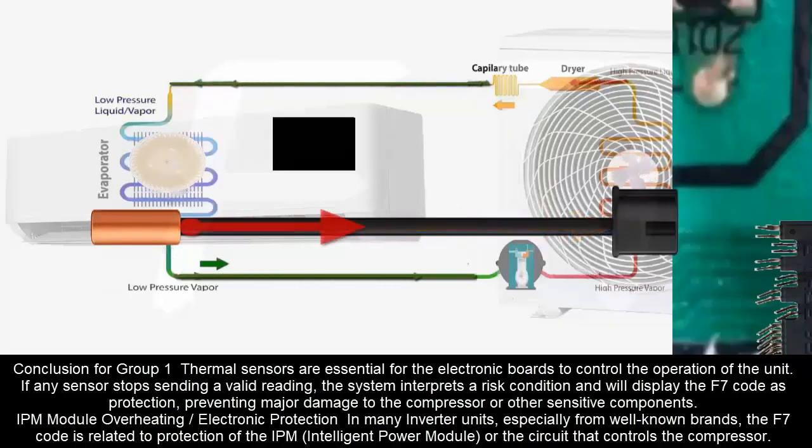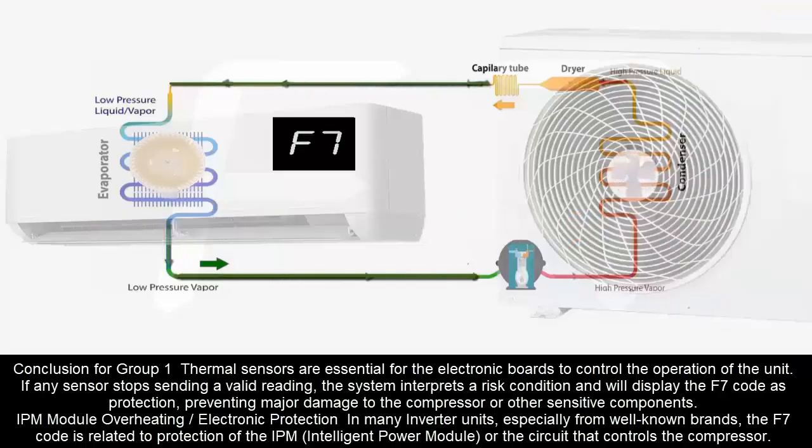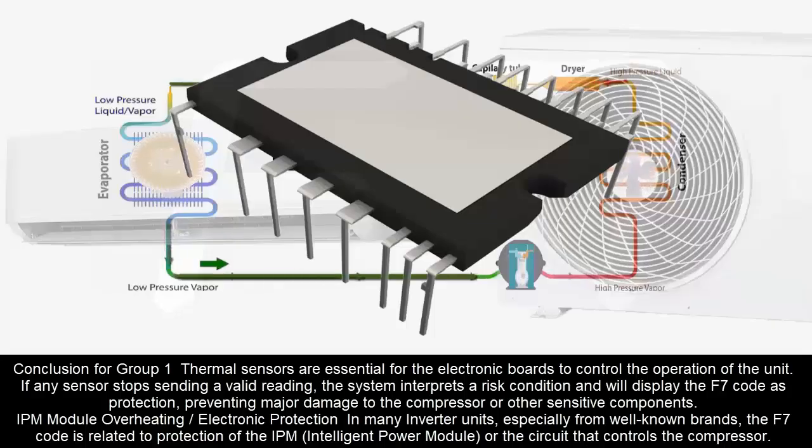Conclusion for Group 1. Thermal sensors are essential for the electronic boards to control the operation of the unit. If any sensor stops sending a valid reading, the system interprets a risk condition and will display the F7 code as protection, preventing major damage to the compressor or other sensitive components.